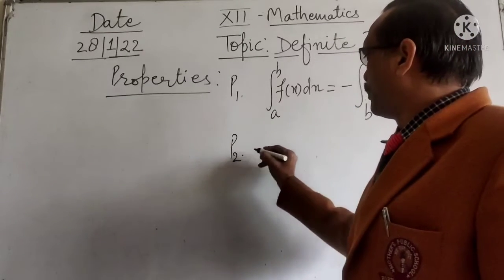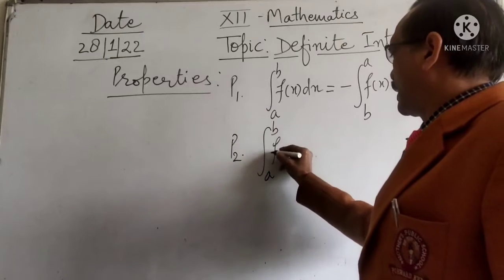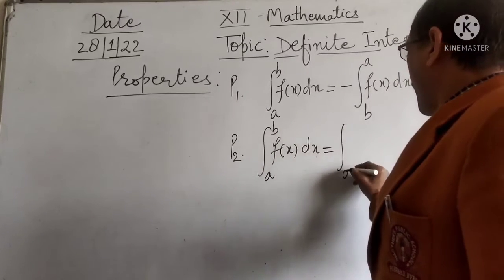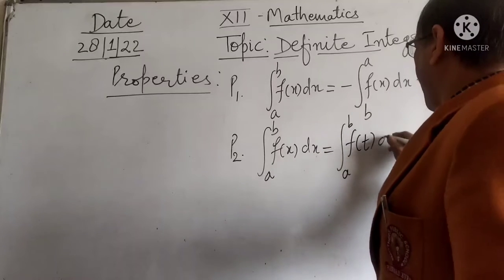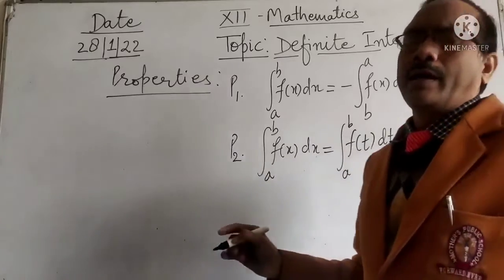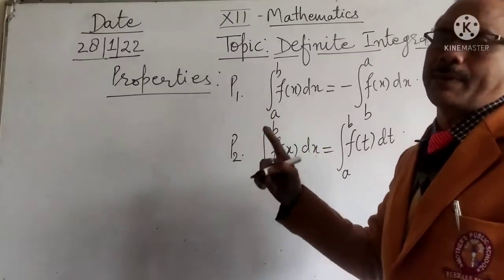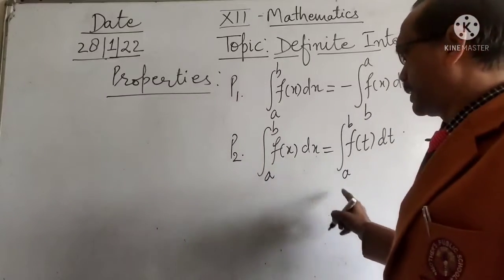Property number 2: a to b f(x) dx is equal to a to b f(t) dt. If we change the variable, if x is replaced by t, then the limits of integration will not change.